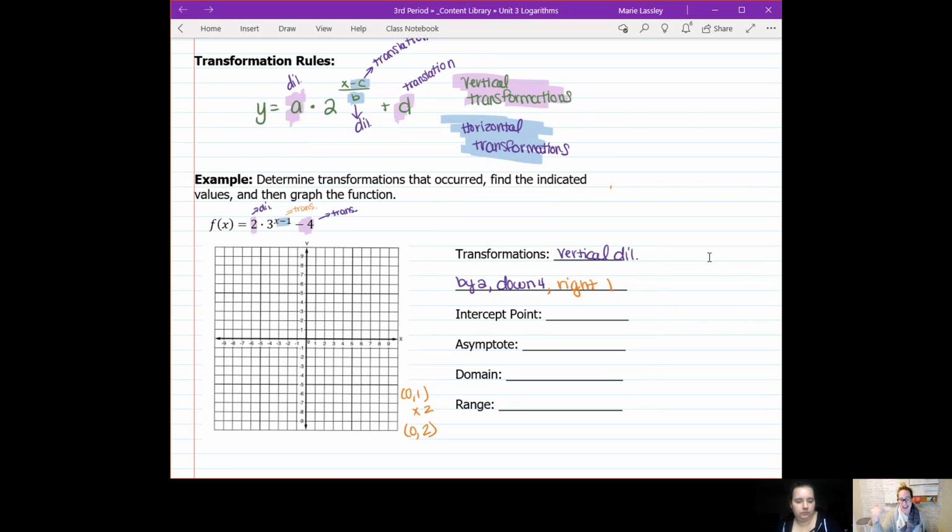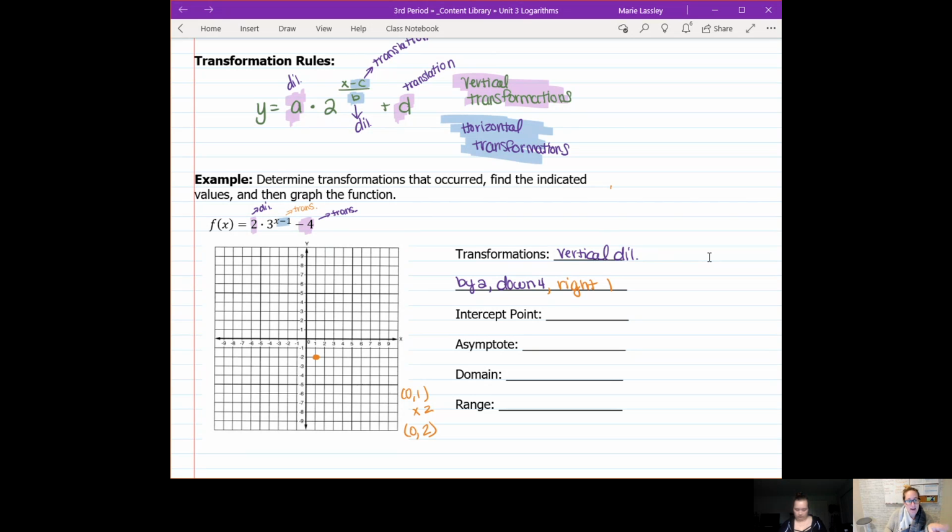So now we need to go down 4 and to the right 1. So 0, 2 here, right? Now we need to go down 4, 1, 2, 3, 4, and to the right 1. That should be our new starting point. And if you're ever unsure, you can always just plug in 0 for x and see what happens, right? Or figure out when you would want the exponent to be 0.